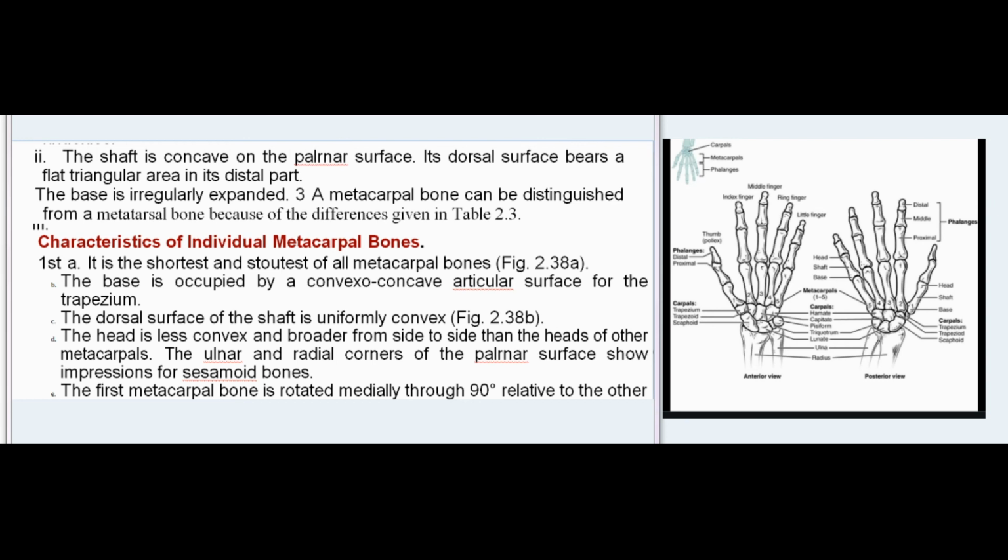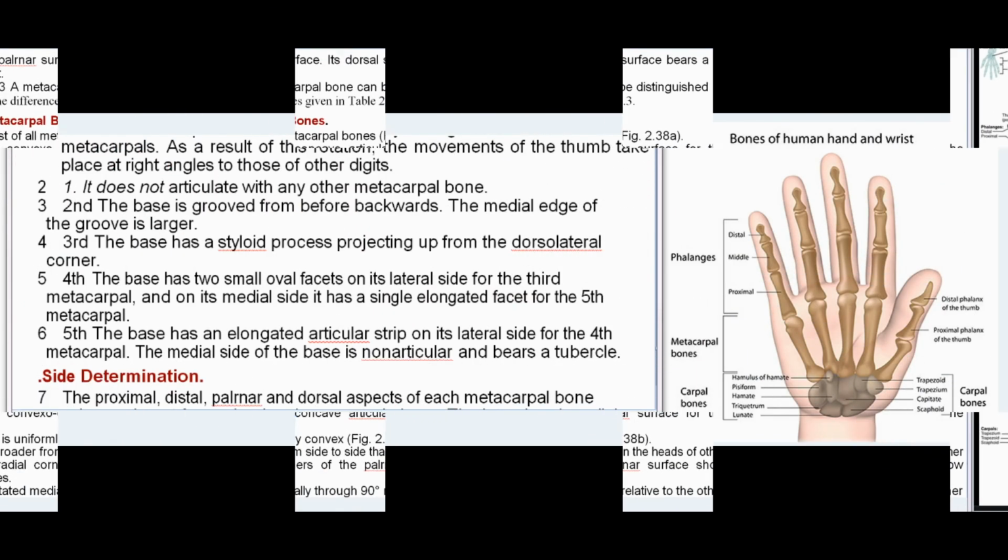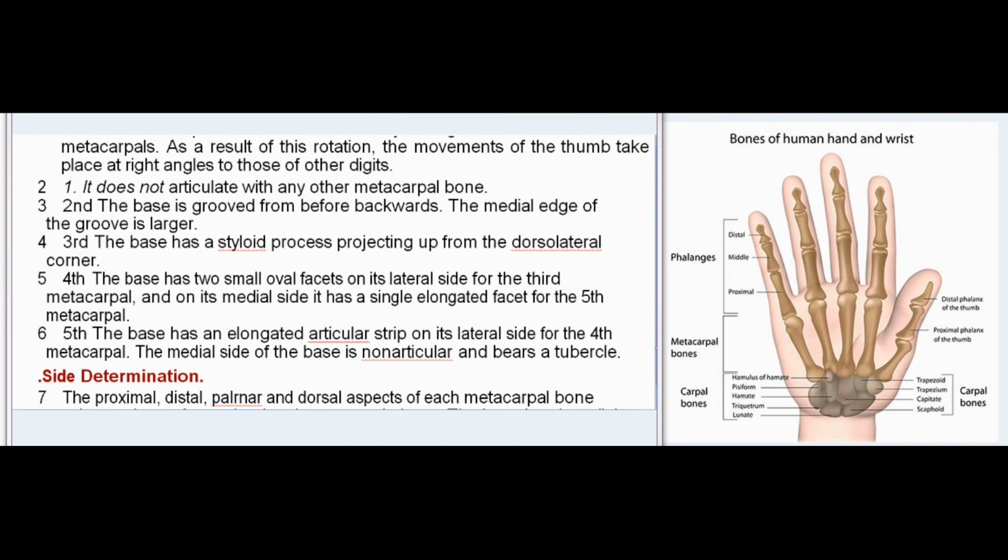The first metacarpal bone is rotated medially through 90 degrees relative to the other metacarpals. As a result of this rotation, the movements of the thumb take place at right angles to those of other digits. 1. It does not articulate with any other metacarpal bone. 2. The base is grooved from before backwards. The medial edge of the groove is larger.